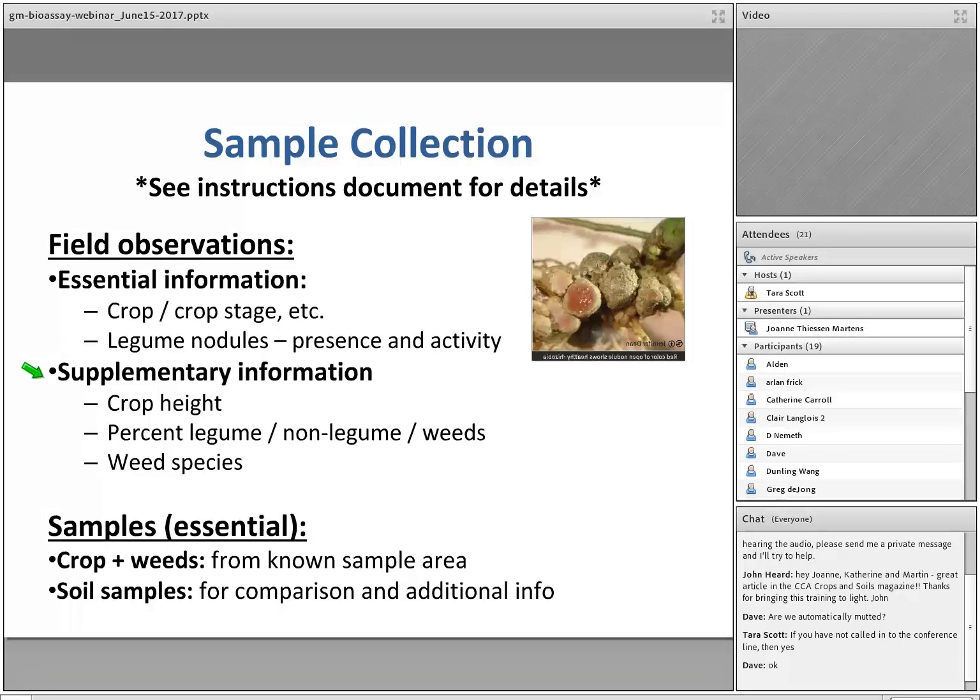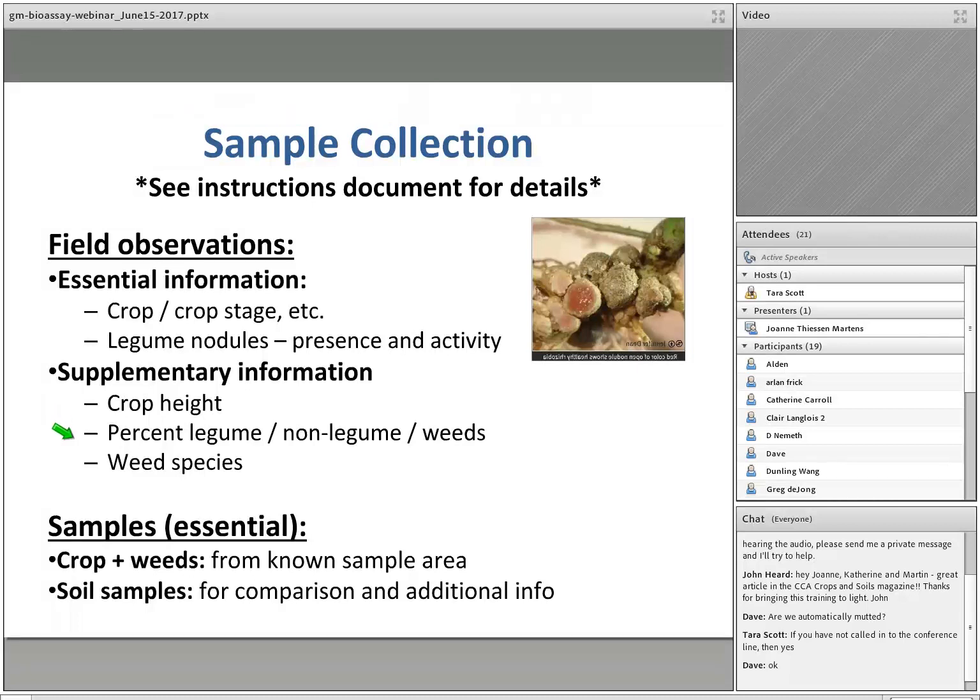It's also good to collect some supplementary information when you're in the field anyway, and this can help again with interpretation. Simple things like the crop height can help you afterwards when you're looking at all the data you've collected over the year. It can help you calibrate your eye for how much biomass a crop has produced, based on its height and, say, the thickness of the stand.